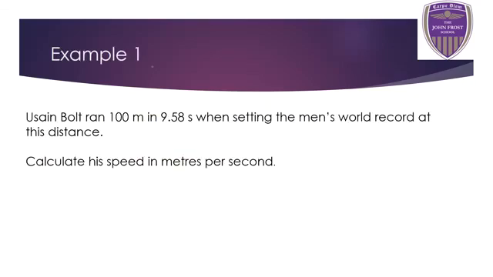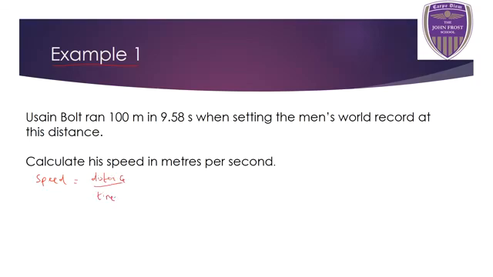So example 1, pause the video, write this one down, and then come back to me when you're ready for the answer, all right? Okay, welcome back. So I'm looking at this now. Usain Bolt ran 100 meters in 9.58 seconds when he set the world record. Find his speed in meters per second. Well, I always write the formula down. Distance over time.